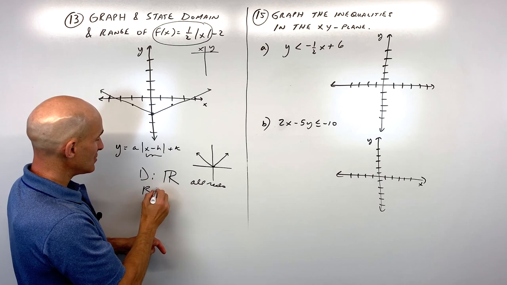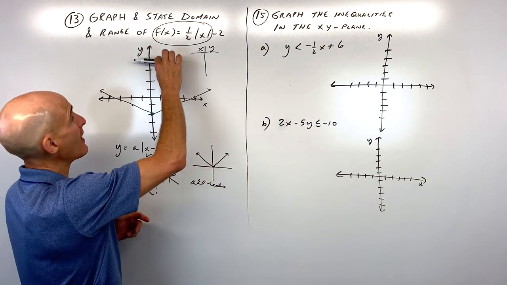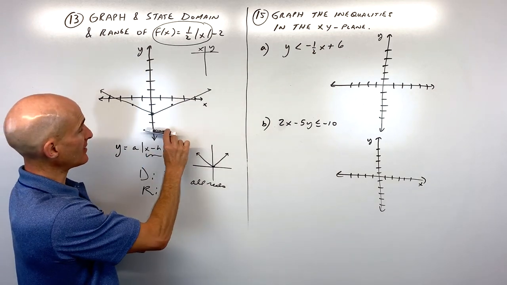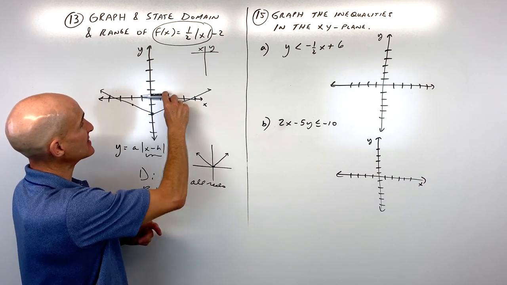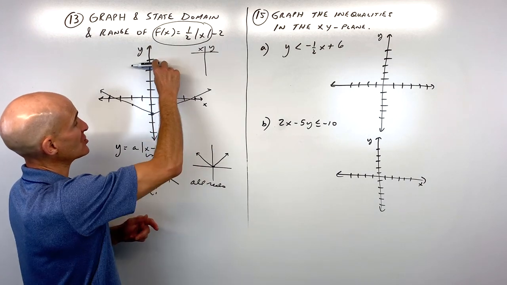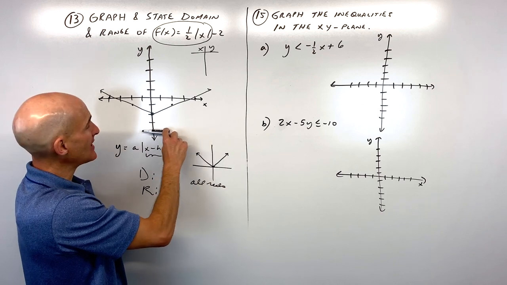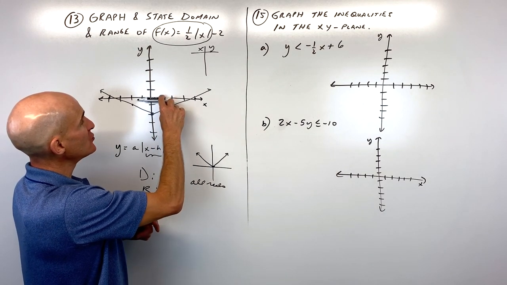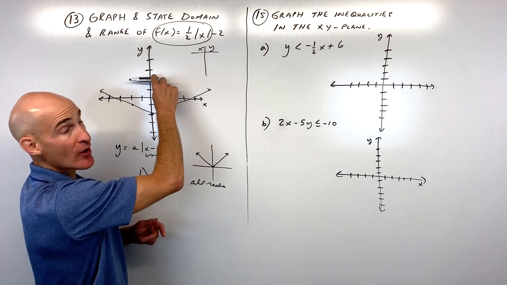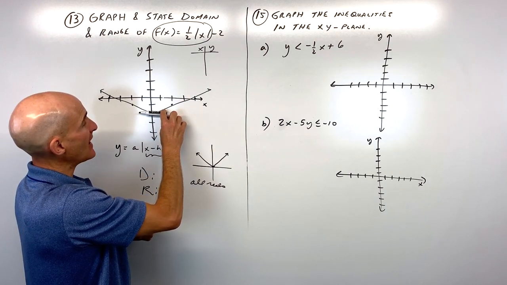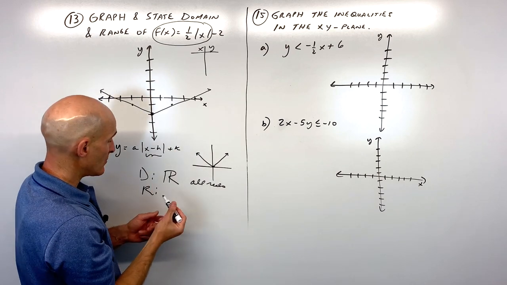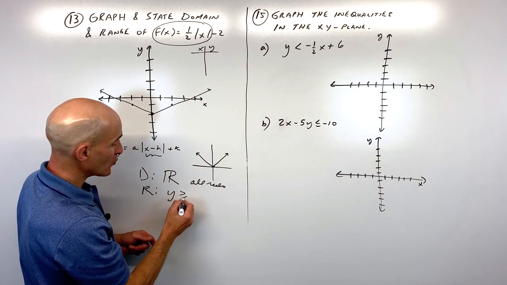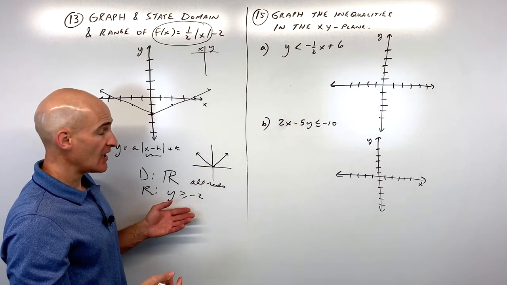Now for the range, we're talking about what can the y values be. I take a horizontal line, like I take my marker here horizontally, and I scan from low to high, like this direction. See how there's not any y values down here? There's not any points down here. Only until we get to negative 2 or higher do we see points across the graph. So the y values are going to be at negative 2 or greater. So I'm going to say range is y is greater than or equal to negative 2, and you got it.